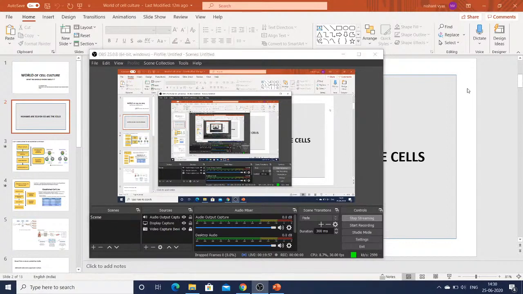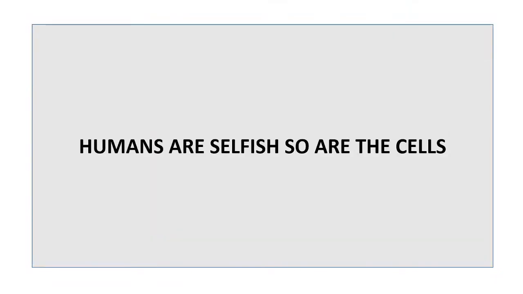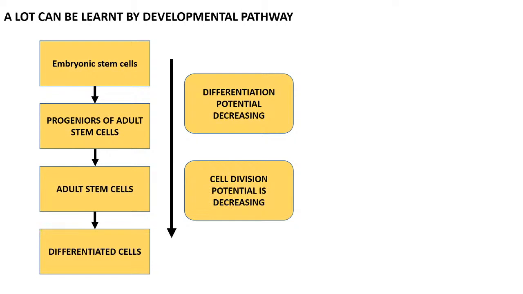Great. So we start learning one by one different basic fundamentals. Then I will be giving you information about some definitions and everything. So we can learn a lot by understanding a developmental pathway. Okay. So a developmental pathway in terms of cellular division and cellular differentiation tells us this.